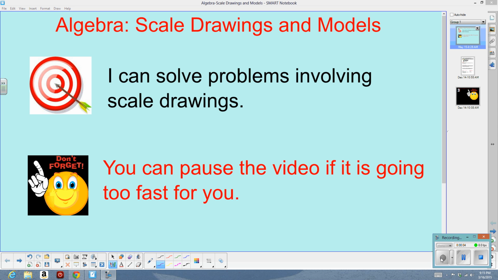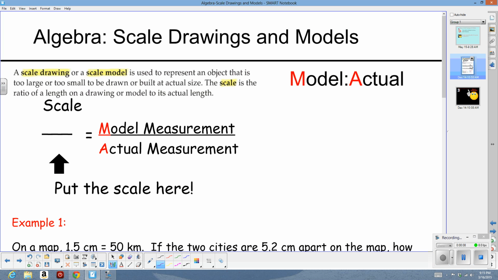In this lesson, you will solve problems involving scale drawings and models. A scale drawing or a scale model is used to represent an object that is too large or too small to be drawn or built at actual size. The scale is the ratio of a length on a drawing or model to its actual length. So it's the model compared to the actual.